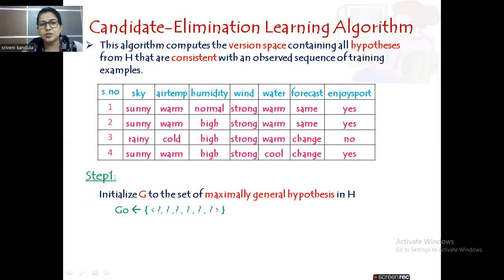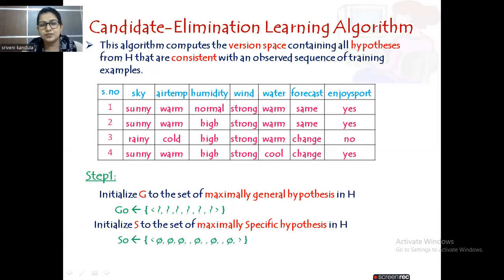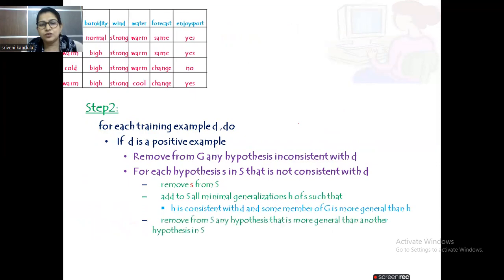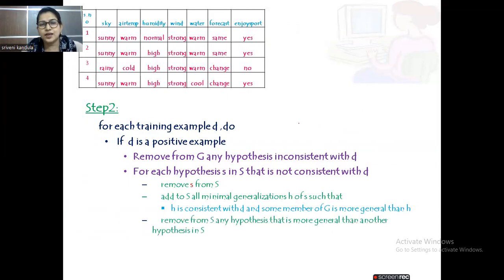Then coming to the specific boundary. Initialize the specific boundary capital S to the set of maximally specific hypotheses in capital H. So we will replace all 6 attribute values with 6 phi's. This is our specific boundary. Then we will examine each and every example, and if it is a positive example, then we do the following steps. Let us do this with an example.